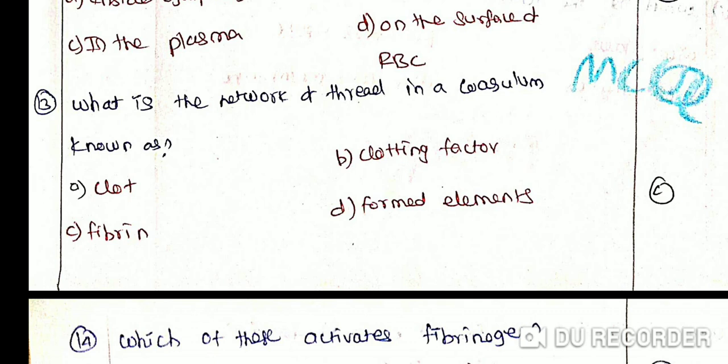What is the network of threads in a coagulum known as? Option A, clot. Option B, clotting factor. Option C, fibrin. Option D, formed elements. The correct answer is option C, fibrin. The network of threads or the mesh in a coagulum or clot is known as fibrin. It covers the wound and traps the destroyed formed elements of blood. Fibrin is the active form of fibrinogen.